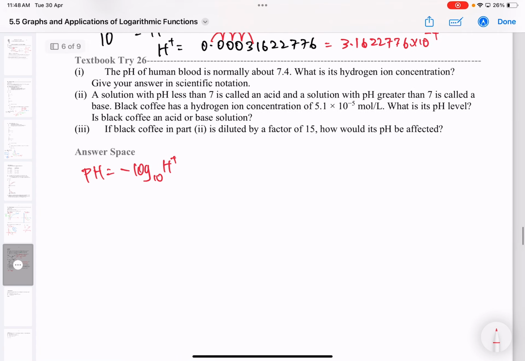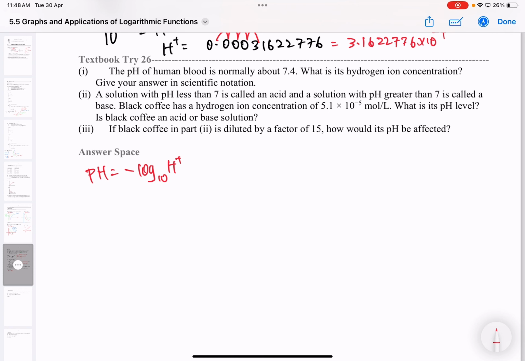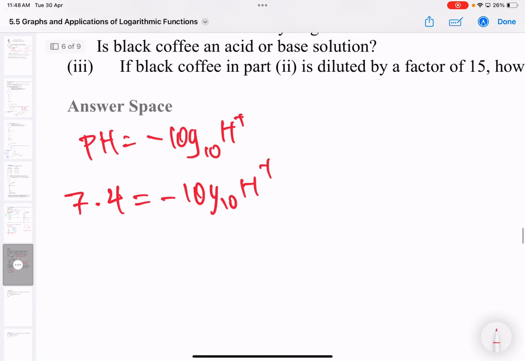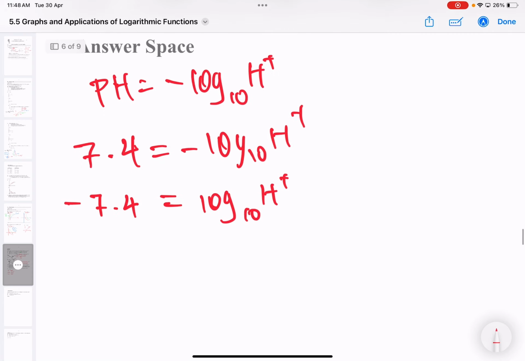Okay, let's go and do this first. The pH of human blood is about 7.4. What is its hydrogen ion concentration? That's easy. So 7.4 is negative log base 10 of H plus. If I want to find the concentration, which is H plus, then I need to rewrite this. How do I rewrite this in exponential form? Base 10 raised to the power of negative 7.4 is equal to H plus.